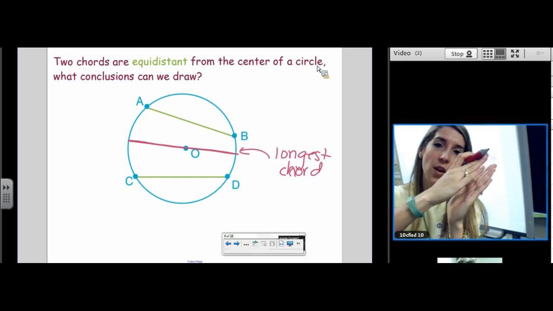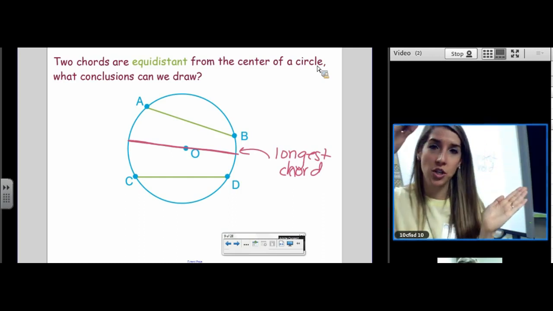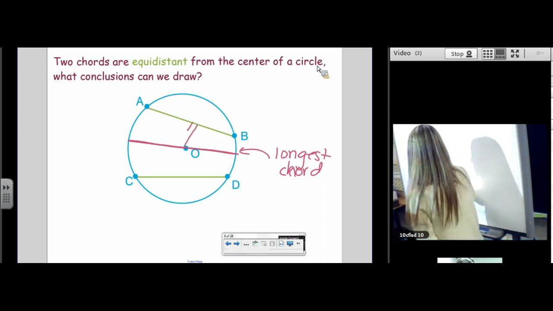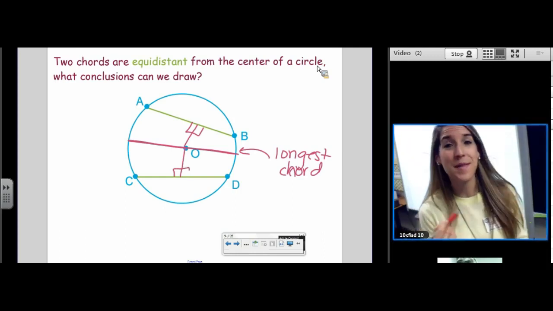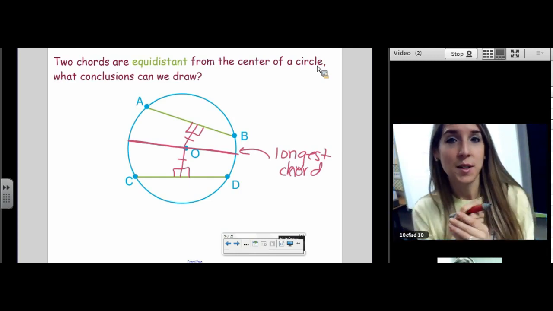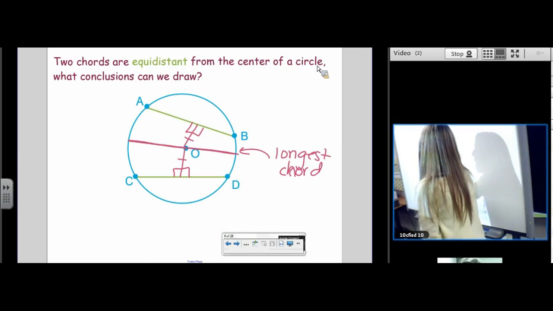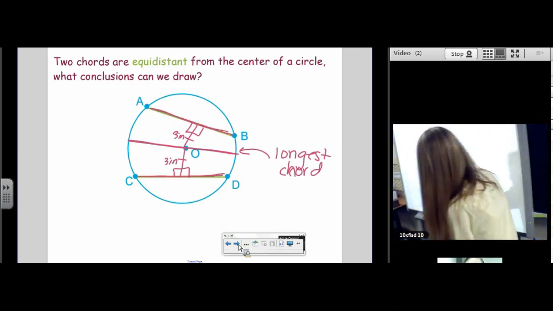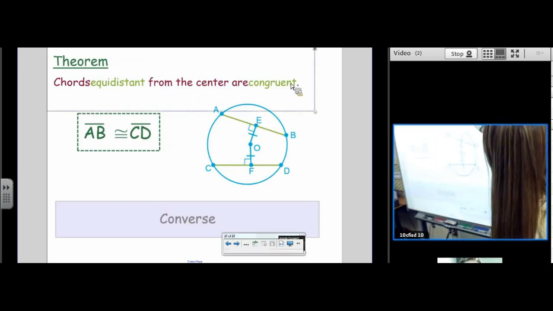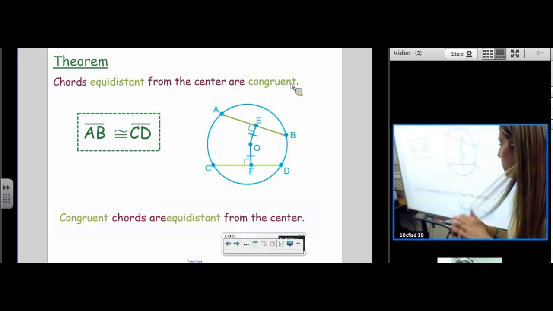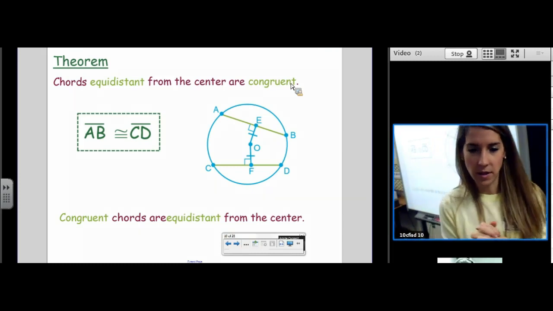That is the longest chord I can possibly draw. But as the chords get further and further away from the center, they get shorter and shorter. So if these are the same distance away from the center, then they're the same length, because the further you get from the center, the shorter you get. So if they both traveled, let's say 3 inches away from the center, then they must be the same length. Okay? So that's the next theorem of the day. Chords that are equidistant from the center are congruent. Of course, the converse is also true. Congruent chords are equidistant from the center.